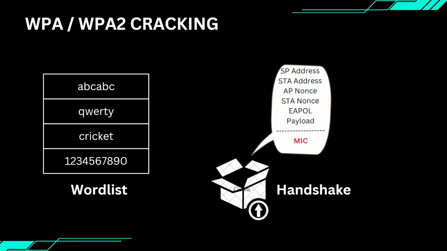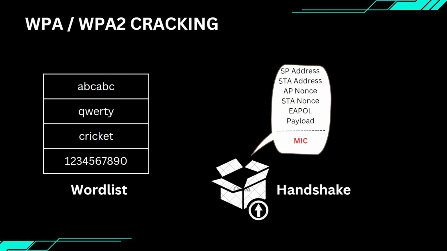How does aircrack-ng work to do this? We will use aircrack-ng. This tool will unpack the handshake file and extract the useful information. One crucial piece of this information is the MIC. MIC stands for Message Integrity Code. This MIC is used by the access point to verify if a password is correct or not.